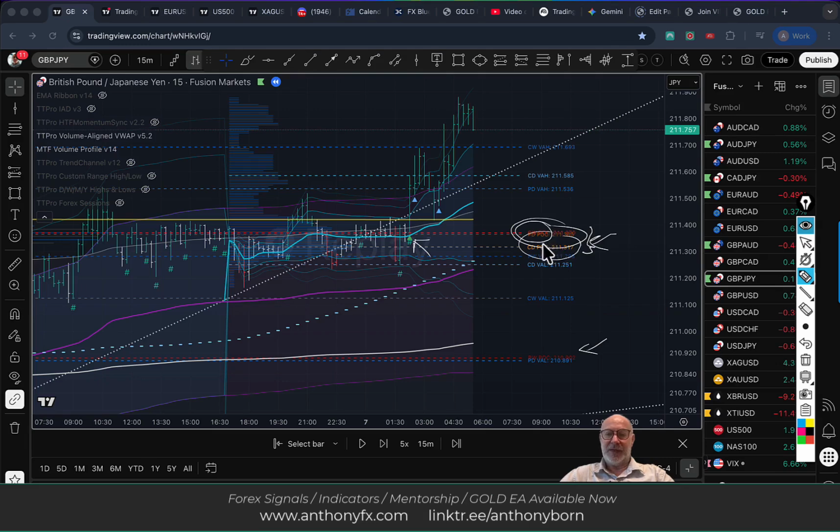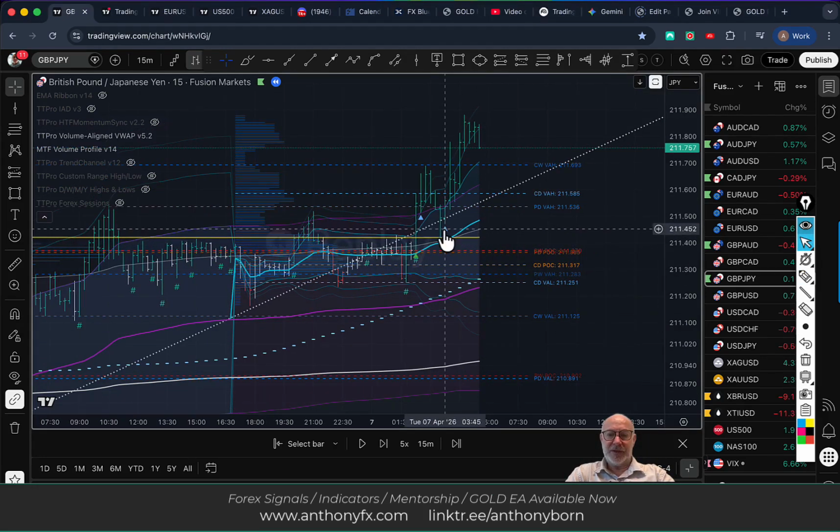These are the daily and weekly: today, yesterday, this week, last week. Volume profile, point of control. So you want the break and retest of that. That's it. It's as simple as that. Same thing over and over again.